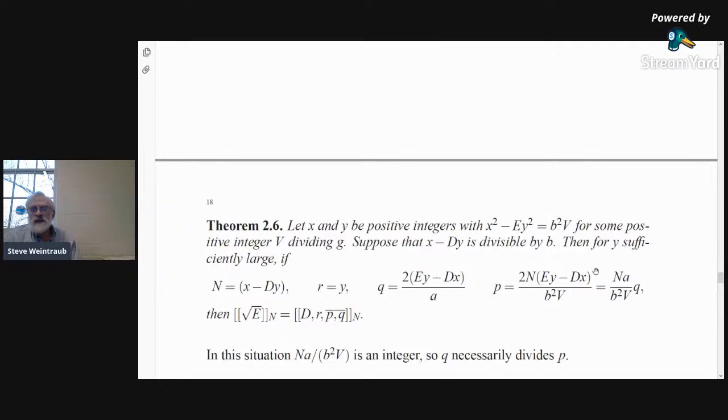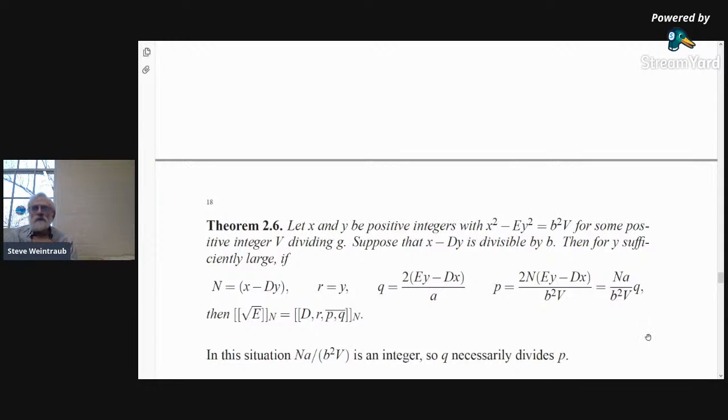Q is given by this. P is given by this here. These turn out to be all integers. P is also this multiple of Q, which turns out to be an integer. Then the square root of E sub n is once again periodic with period 2, starting with a2 and with exactly these entries.